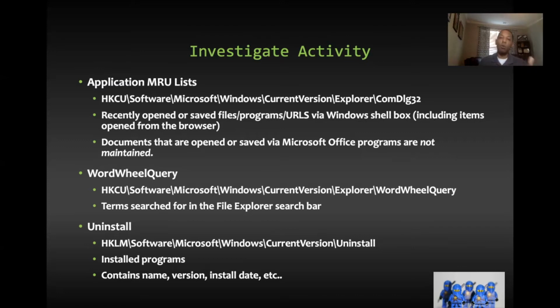When we look at what programs are installed, we can get this from the uninstall key within HKLM. It shows us by program what's installed, when it was installed, version, the path to it, all of that good stuff. So we don't necessarily have to look somewhere else. We can get all of that from the registry.